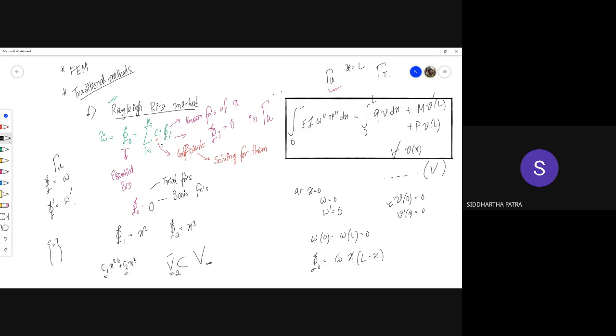So the point is, not only is your approximate solution W a function of this nature, your variation is also of this nature. In addition, your variation must satisfy the essential boundary condition. So the variation could be taken as, let's say, C1 bar x squared plus C2 bar x cubed. And this C1 bar and C2 bar are arbitrary. For any arbitrary values of C1 bar and C2 bar, we would satisfy the essential boundary condition.